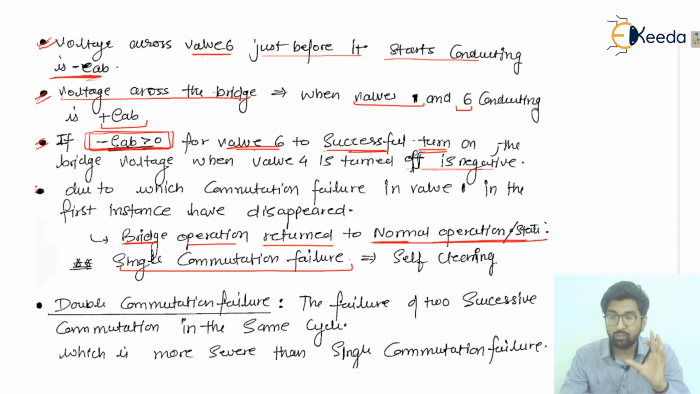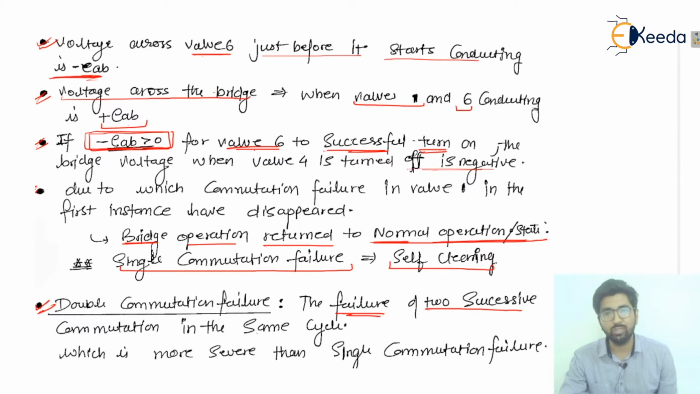The single commutation failure is self-clearing. Okay, guys, now we have the double commutation failure. Double commutation failure means the failure of two successive commutations in the same cycle. In one cycle, if there is one commutation failure, it is a single commutation failure. If there are two successive commutation failures in a single cycle, it is a double commutation failure. It is very easy to remember now.